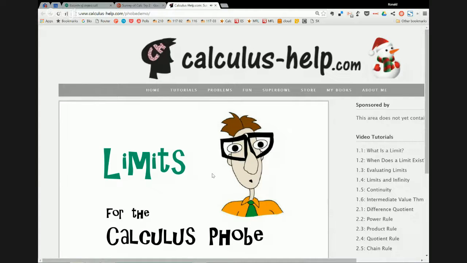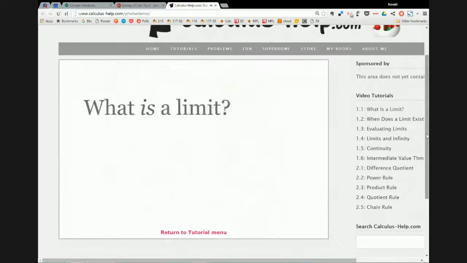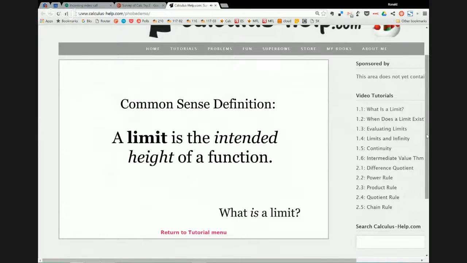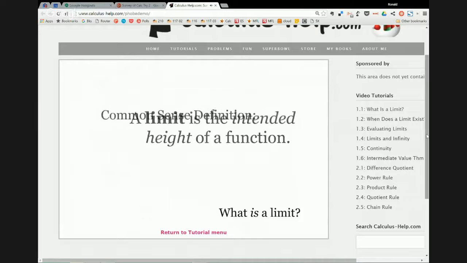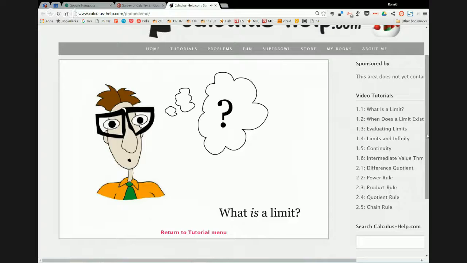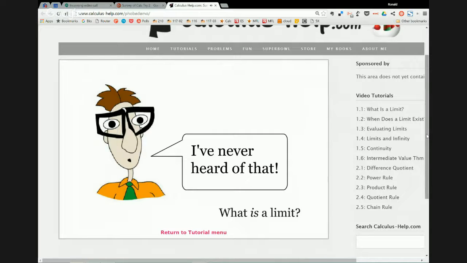Let me restart. You may have heard a lot of talk about limits, but the plain fact remains: most people don't understand what a limit is. So for now, we're going to focus on what a limit is. In basic terms, a limit is a height that a function intends to reach. That's pretty important, so let's say it one more time. A limit is the intended height of a function. Now this might give you pause. You might think, how am I supposed to know what height a function intends to reach? I don't even know what my intentions are most of the time. How am I supposed to discern the intentions of a function?